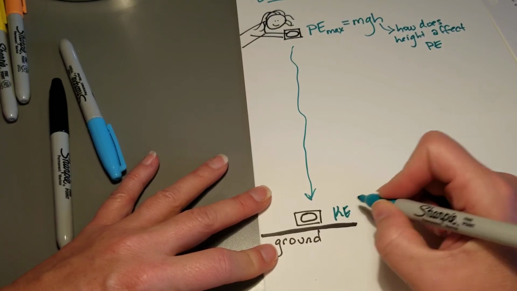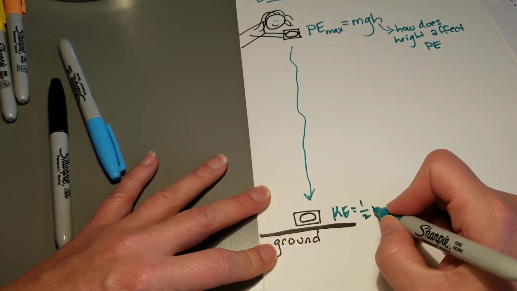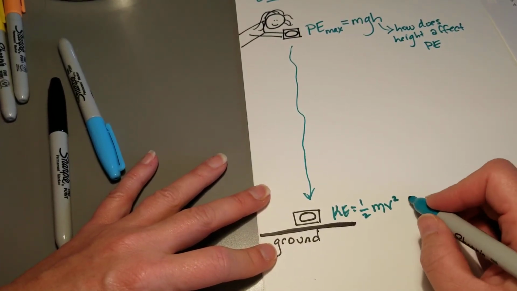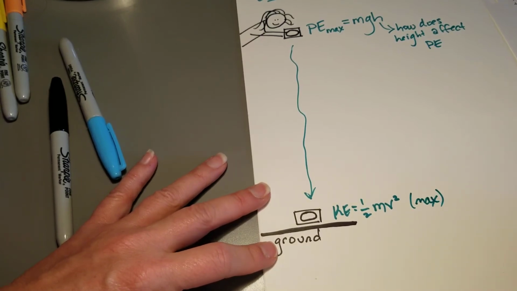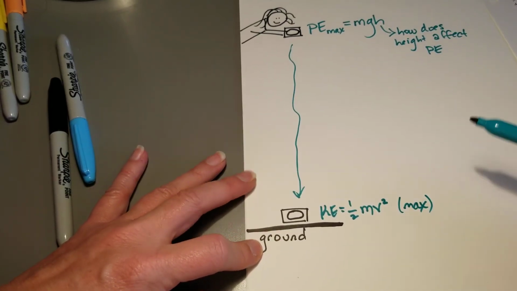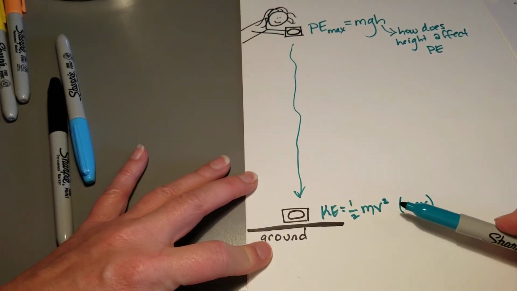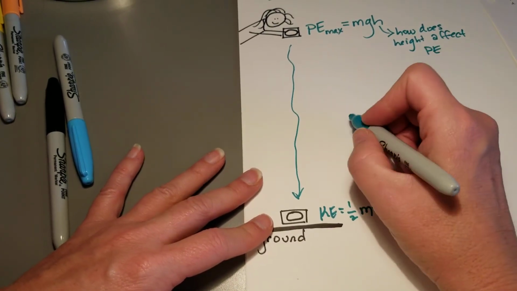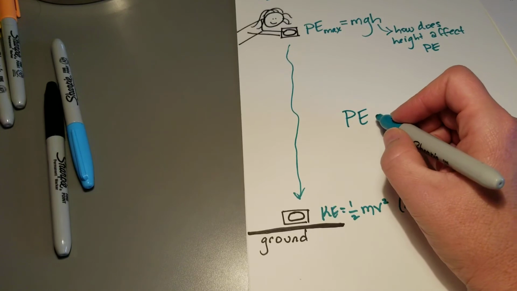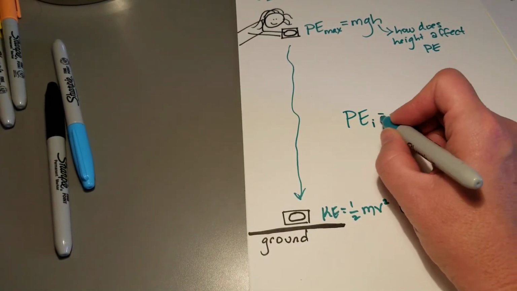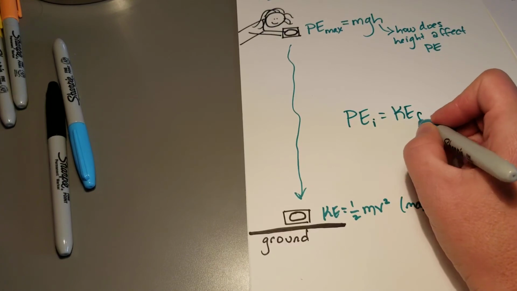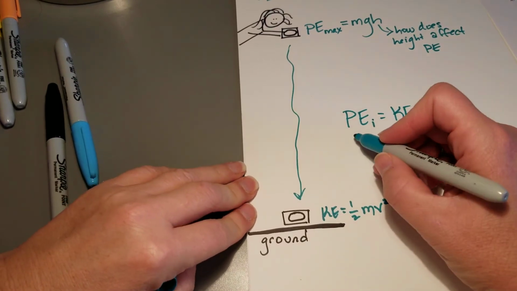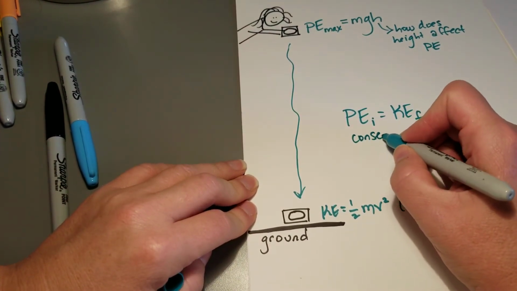Right before it hits the ground, the kinetic energy is going to be 1/2 mv squared. And so that is our maximum kinetic energy. I forgot to write it by the KE, so I'll just make a little note that that's the max. So our height is essentially going to turn into velocity for the most part. I won't say for everybody's apparatus. So in a perfect world, our initial potential energy is going to equal our final kinetic energy. That's our conservation of energy law.